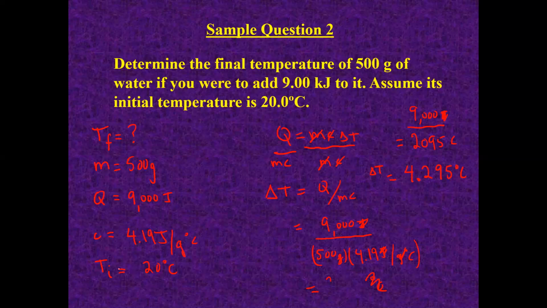My initial temperature was 20 degrees Celsius. Let's go back to the question: determine the final temperature of 500 grams of water if you were to add heat. I'm adding heat, so guess what? The temperature is going up, right? So that's the change in temperature. We're going to add this to 20 degrees Celsius, and I'm going to get a final temperature of 24, and to 3 significant digits, 24.3 degrees Celsius.